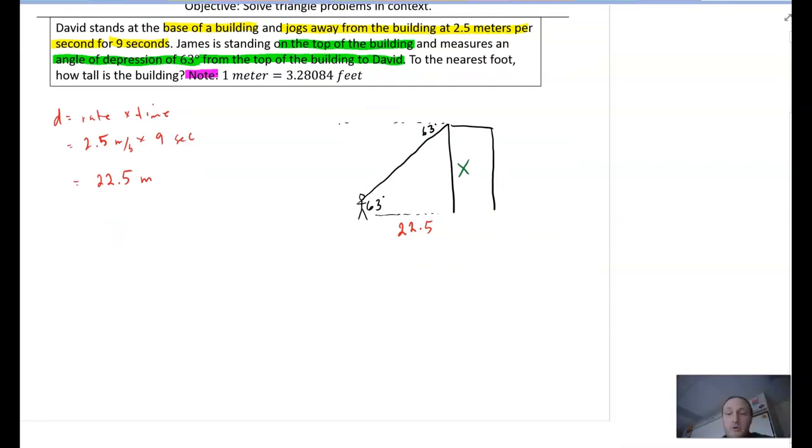So can't I use SOHCAHTOA? Whoa, lights went out. They're back on. Wow. Okay, if I want to use SOHCAHTOA, I need to know the sides that are involved. Here is the angle that we're using, and the sides involved are the opposite side and the adjacent side. So this looks like a tangent problem. I can find the height by taking tangent of 63 equals x over 22.5, and then I can solve for x by multiplying by 22.5.